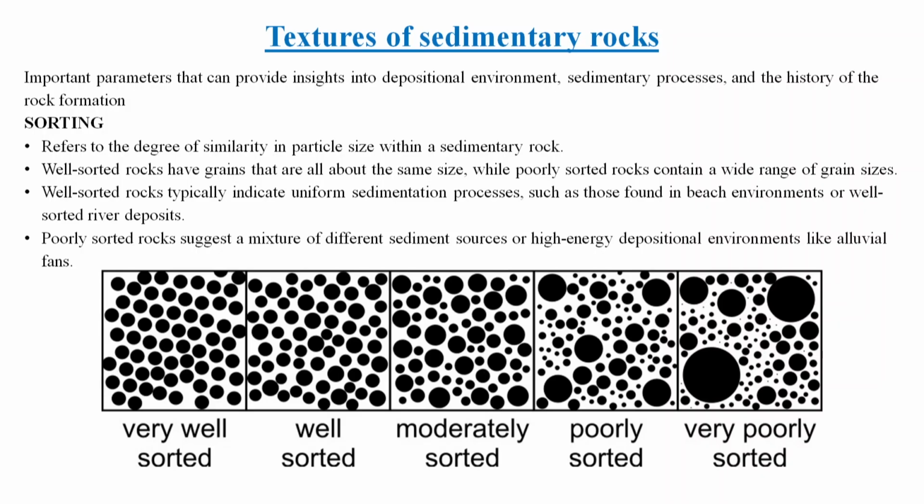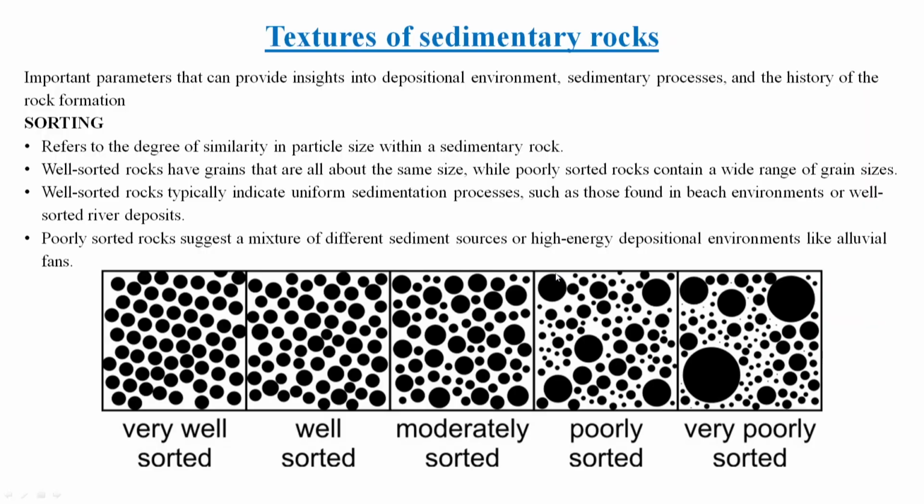Obviously, if some process is going on at a uniform rate, then the materials that are getting transported with it will be of similar size or similar weight as well, because then obviously they will be segregated in a uniform manner, like that we get to see in a beach environment. Again, the poorly sorted rocks suggest a mixture of large grain size and very fine or intermediate grain sizes as well, and they reflect high energy depositional environments, like that we get to see in case of alluvial fans.